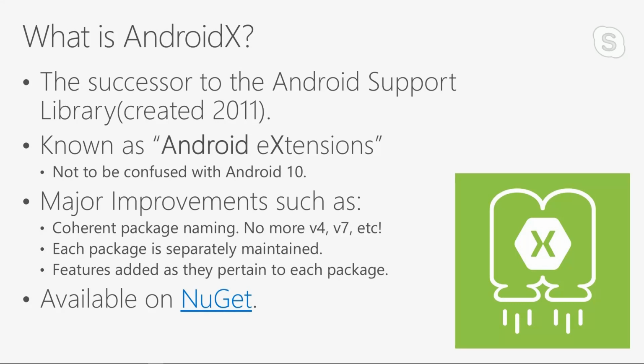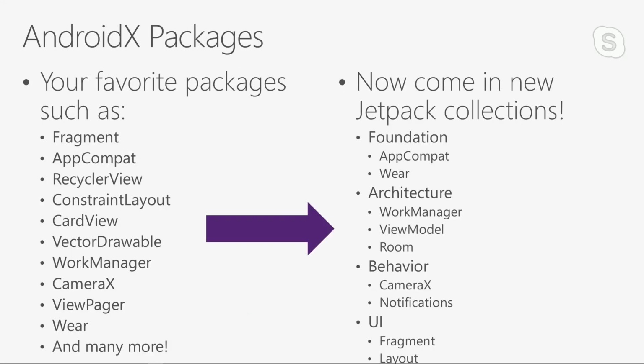All of these Android X packages are available on NuGet when you use Xamarin, so you can find them easily. You don't have to worry about the support libraries anymore. You can go straight to Android X instead. Talking about Android X packages, all your favorite packages like Fragment, AppCompat, Recycler View, and the likes now come in a Jetpack collection or as a standalone Android X package.